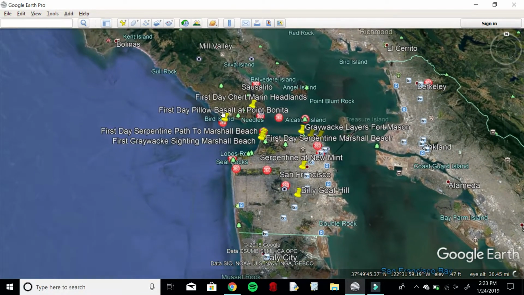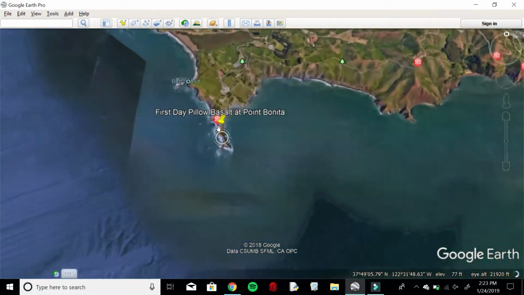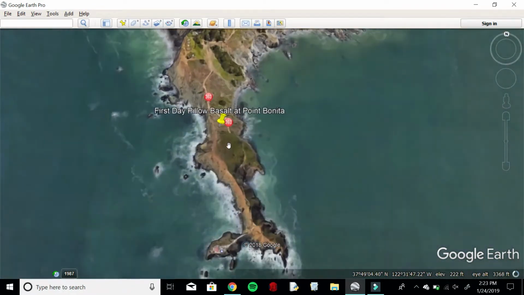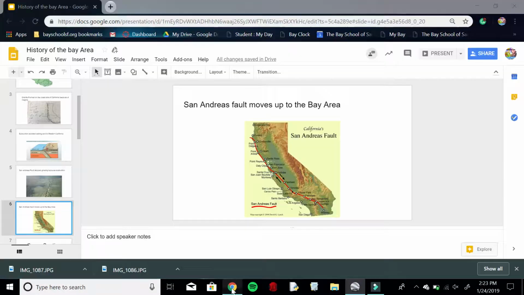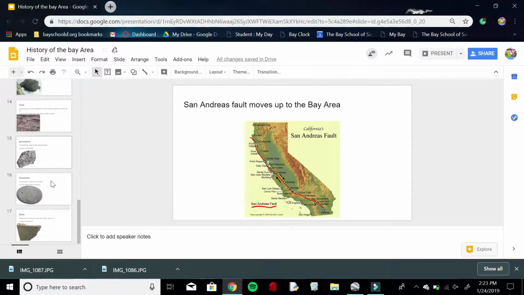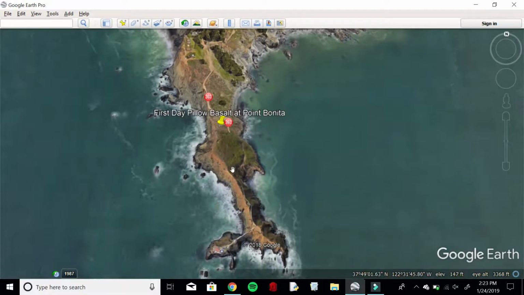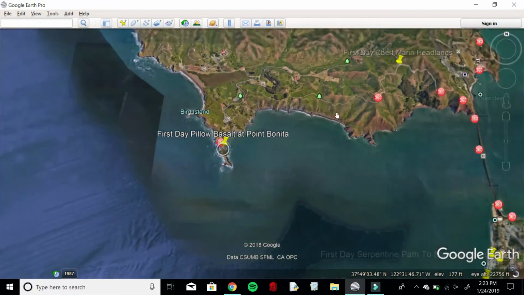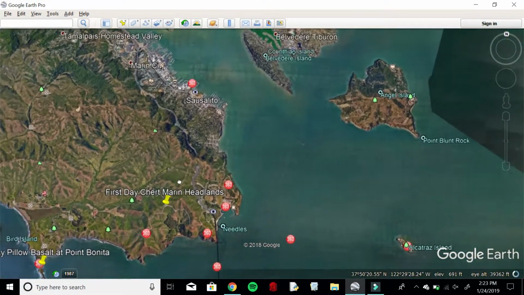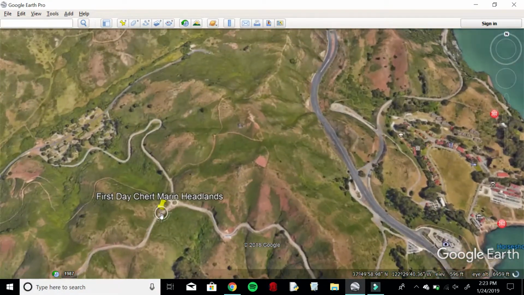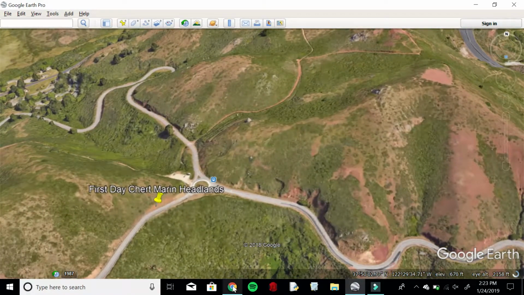At Point Bonita, we discovered pillow basalt. Pillow basalt is shaped like rock pillows. It is gray and has very small white veins. Our next stop was at the Marin Headlands, where we found chert. Chert is a sedimentary rock that is reddish brown and has no crystals.